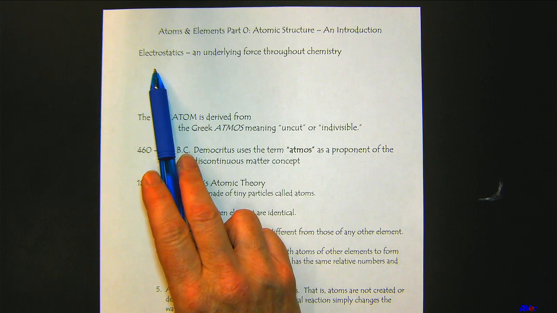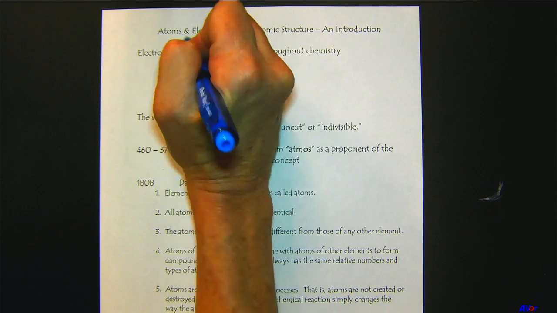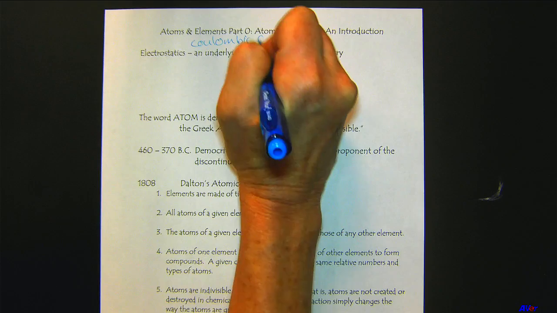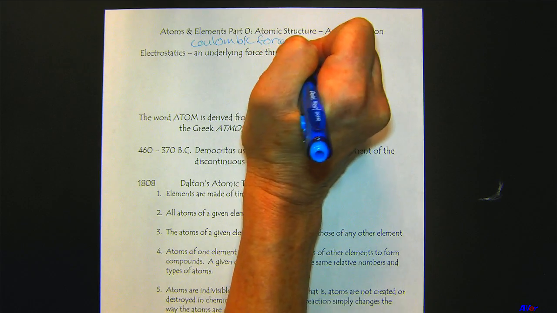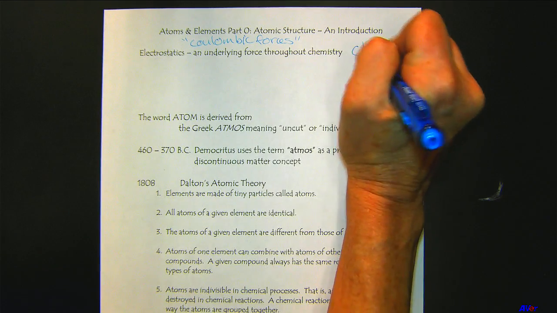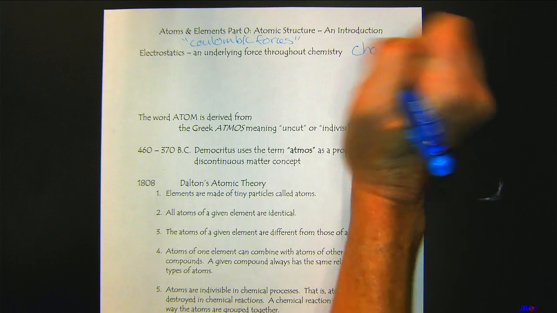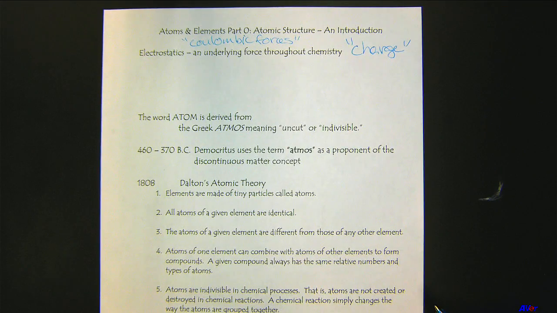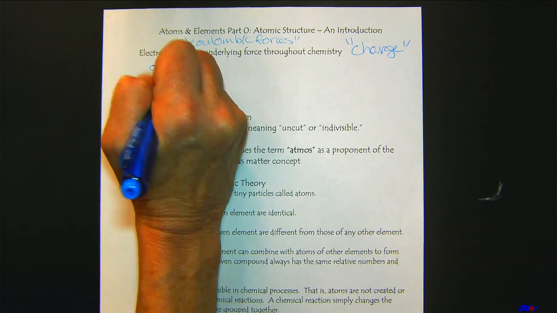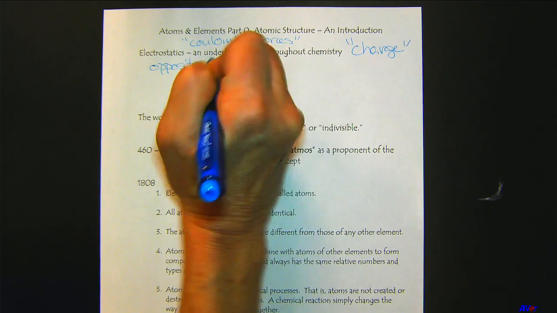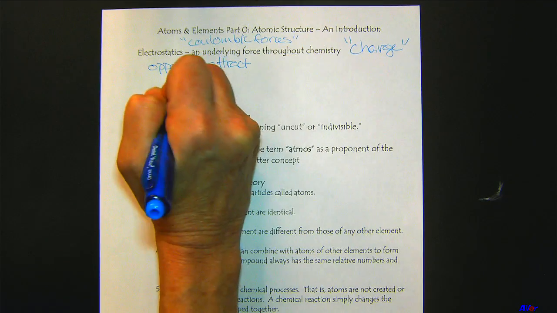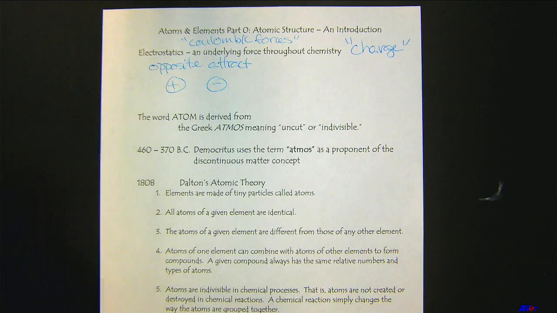is the idea of electrostatics. It's also referred to as Coulombic forces, but we'll just stay with electrostatics. Okay, and this is what this is. It's about charge. So charge drives everything in chemistry, all right? So opposites attract. So when we have opposite charges, they cannot resist each other. They want to be together.